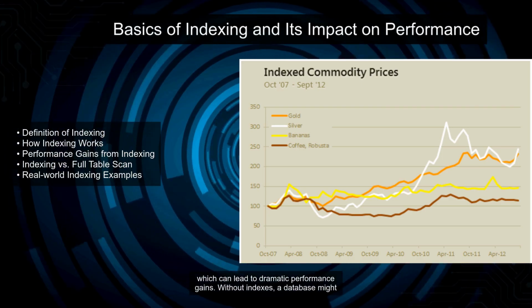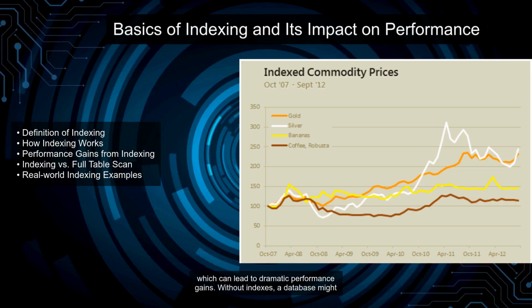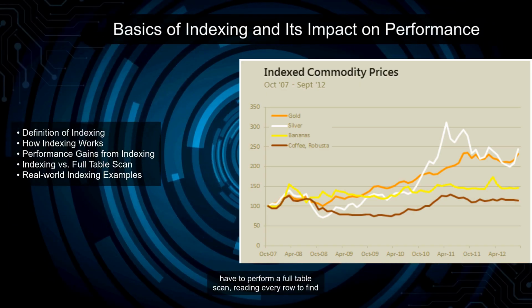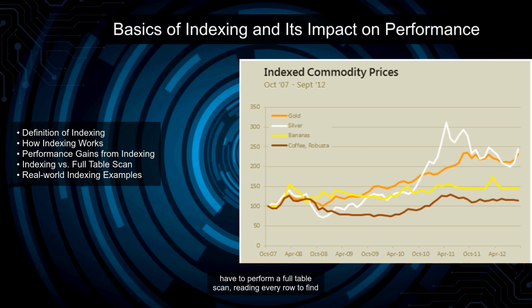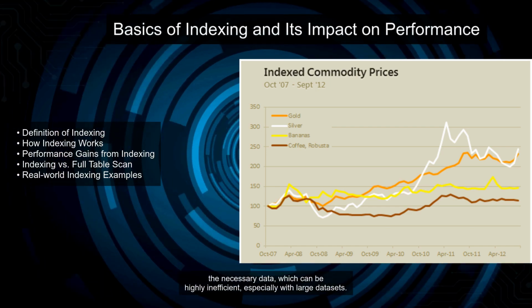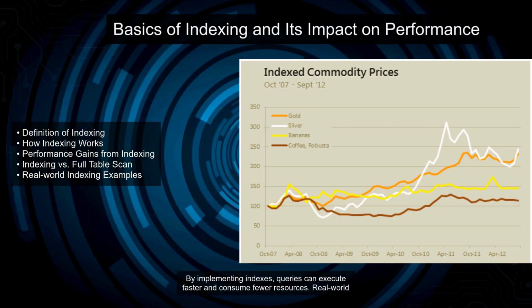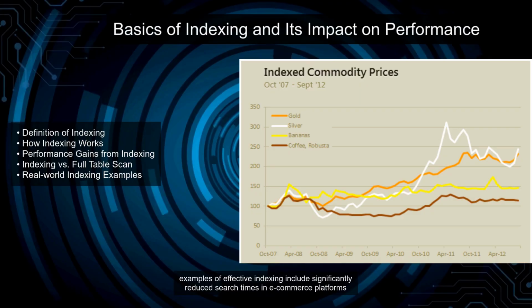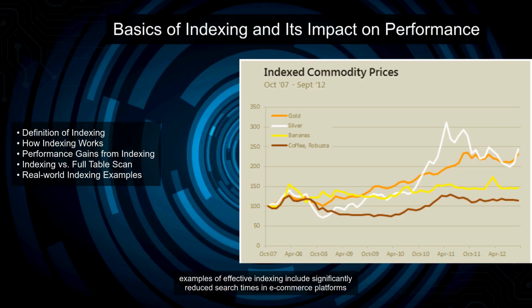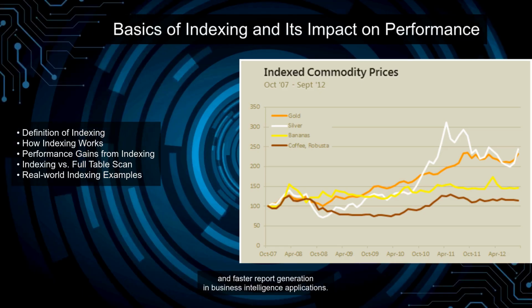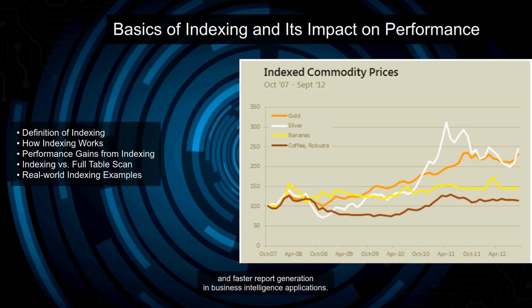Without indexes, a database might have to perform a full table scan, reading every row to find the necessary data, which can be highly inefficient, especially with large datasets. By implementing indexes, queries can execute faster and consume fewer resources. Real-world examples of effective indexing include significantly reduced search times in e-commerce platforms and faster report generation in business intelligence applications.